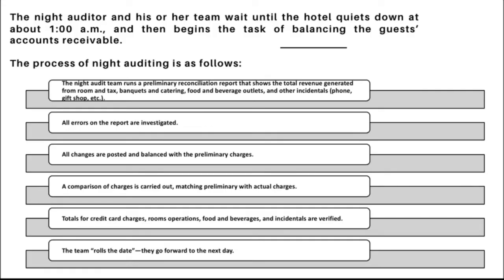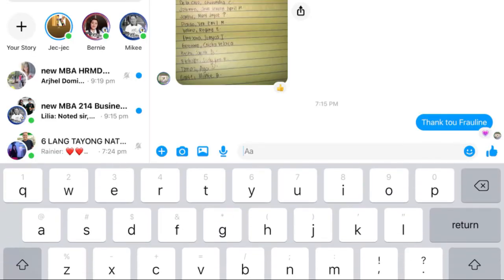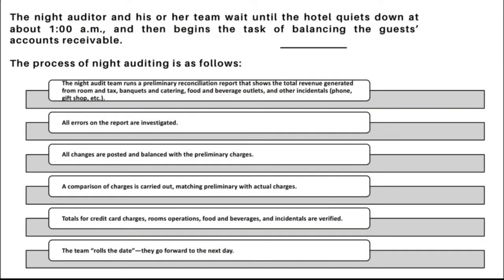Next one is all errors on the report are investigated. So, si night auditor, okay, iniimbestigahan din niya, tinitingnan din niyang mabuti lahat ng mga errors sa report. Next one is all changes are posted and balanced with the preliminary charges. So, dahil nga, di ba, meron na kayong subject na accounting business management, alam niyo na kung paano ba mag-balance ng mga transactions ni guest.